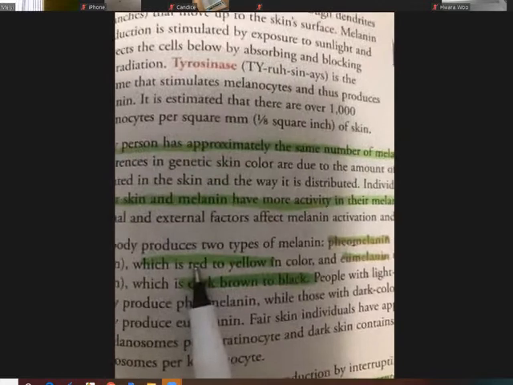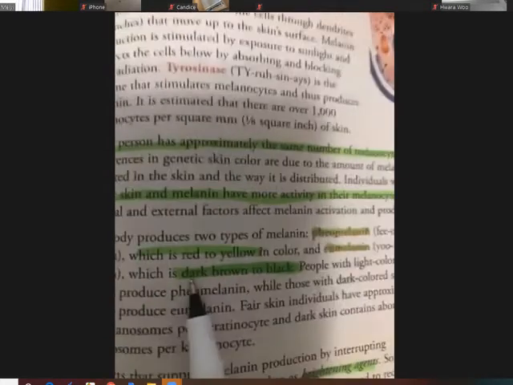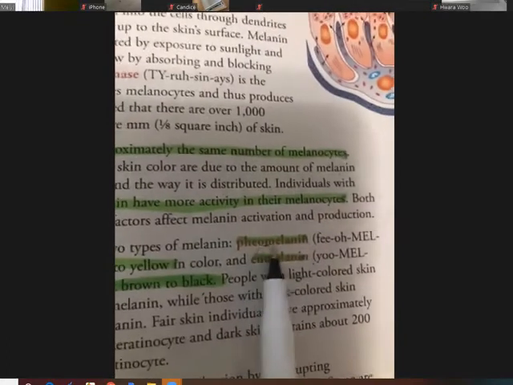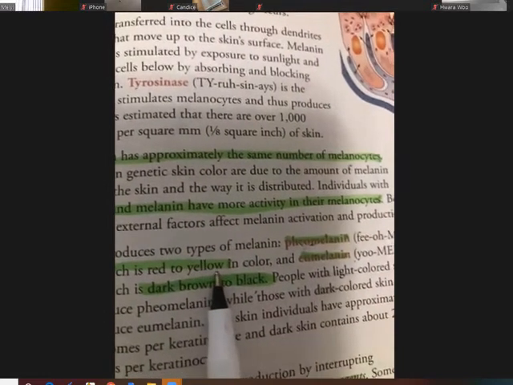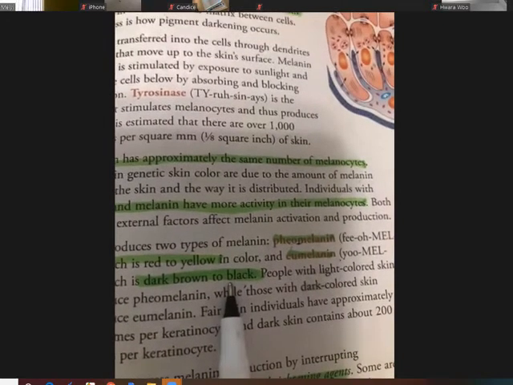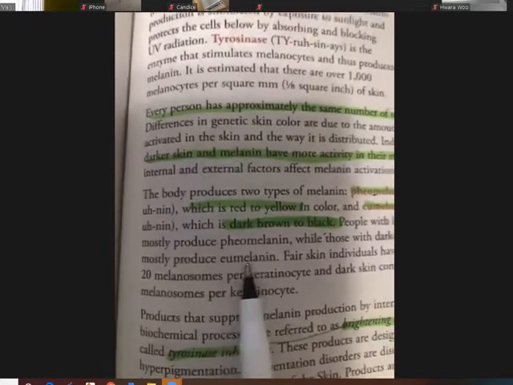Just remember, pheomelanin produces melanin that is red to yellow. Eumelanin produces melanin that is dark brown to black. You have to remember this: pheomelanin produces red to yellow pigment, eumelanin produces dark brown to black pigment. Light skin people, white people, have pheomelanin. Dark skin will produce eumelanin.